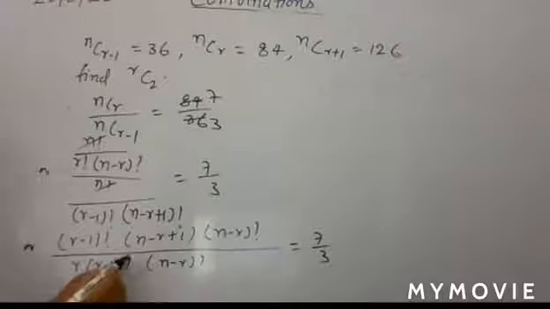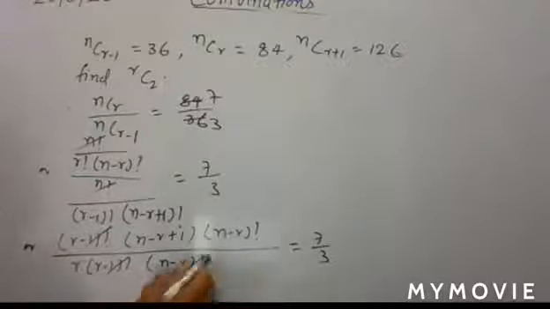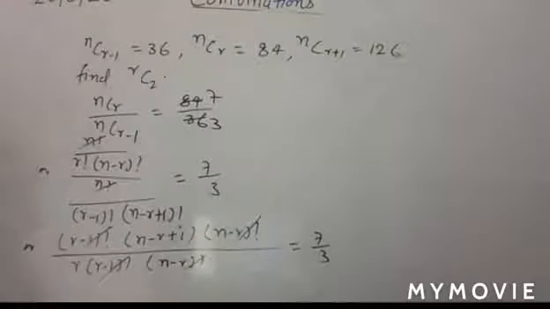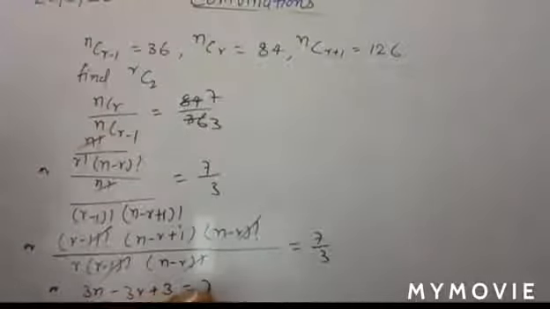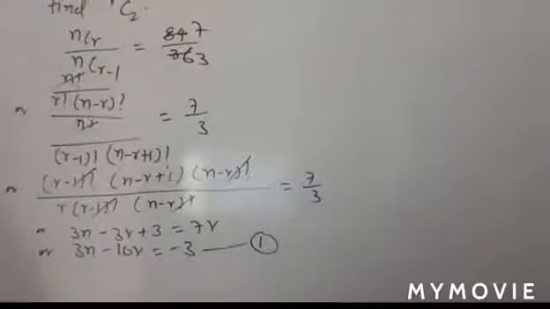Just see, these two terms are cancelled here. n minus r factorial and n minus r factorial are also cancelled. Now taking cross multiply, here you have 3n minus 3r plus 3 is equal to 7r. So you can write 3n minus 10r is equal to minus 3, that is your first equation. In this way you form the first equation by taking the ratio of first and second.